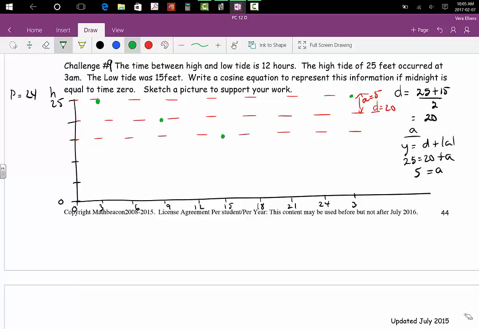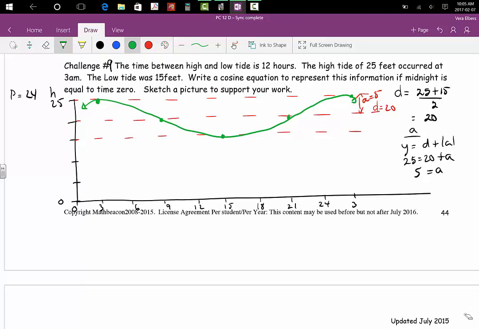Okay, and halfway between 1500 hours and 3 a.m. is going to be 21. So we put a point there, and then we can graph in one full cycle.